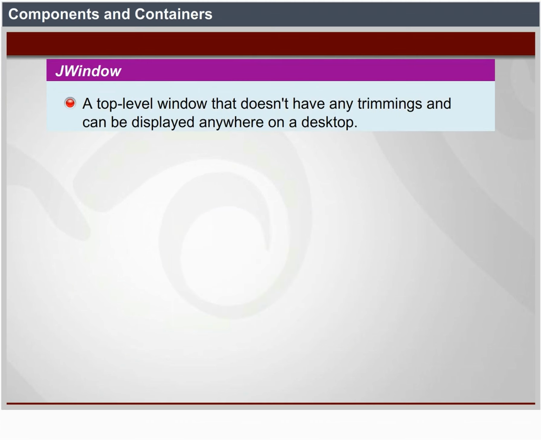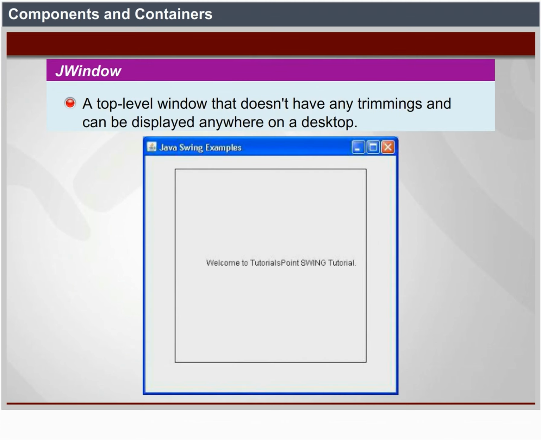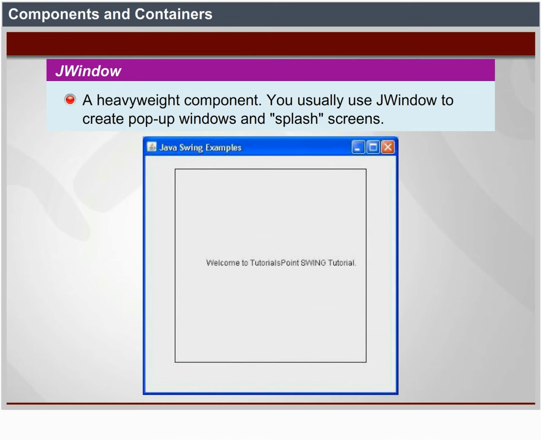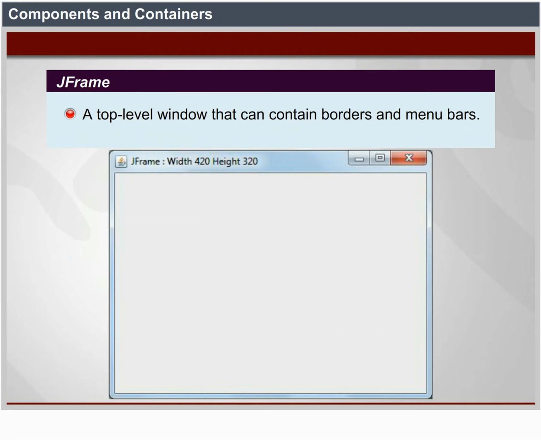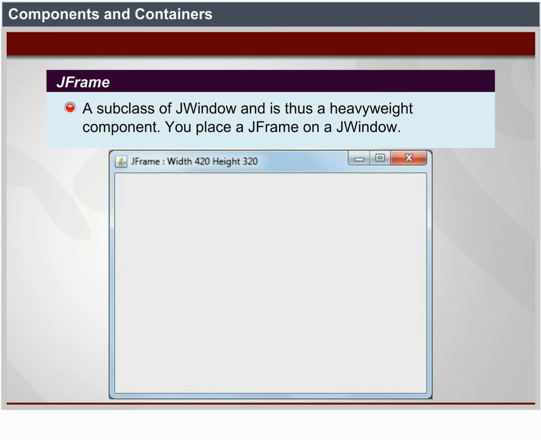JWindow. A top-level window that doesn't have any trimmings and can be displayed anywhere on a desktop. A heavyweight component usually uses JWindow to create pop-up windows and flash screens. Extends AWT's Window class. JFrame. A top-level window that can obtain borders and menu bars. A subclass of JWindow and thus a heavyweight component. You place a JFrame on a JWindow.